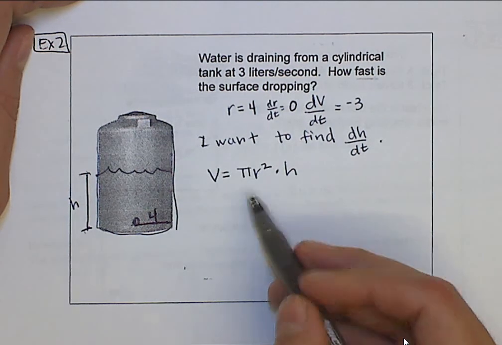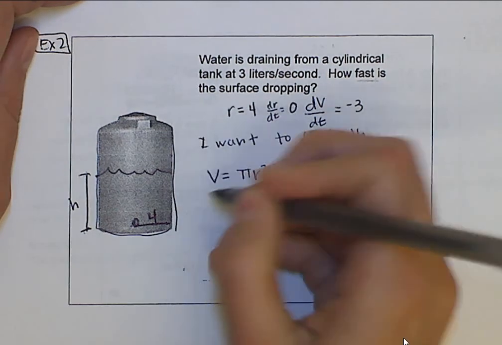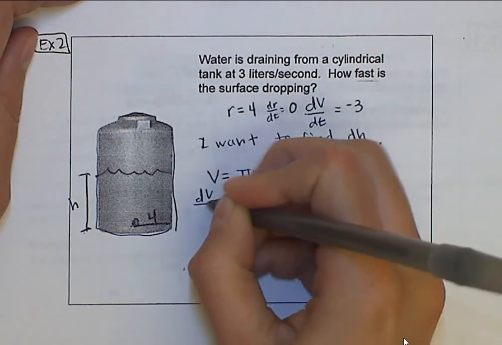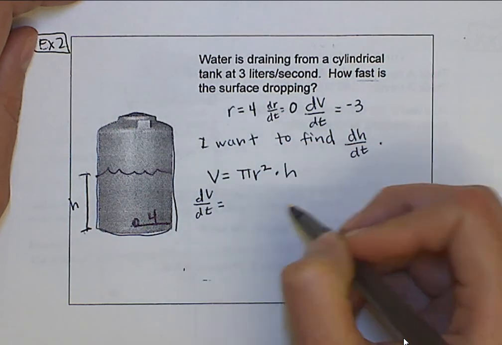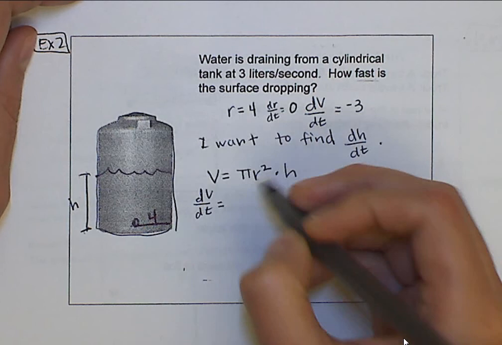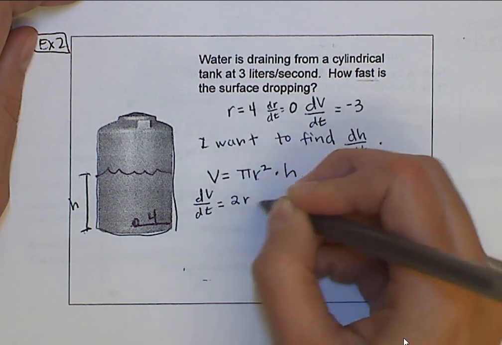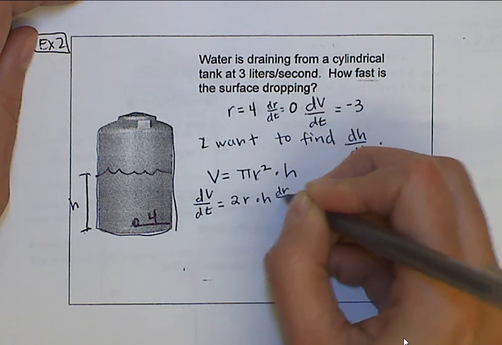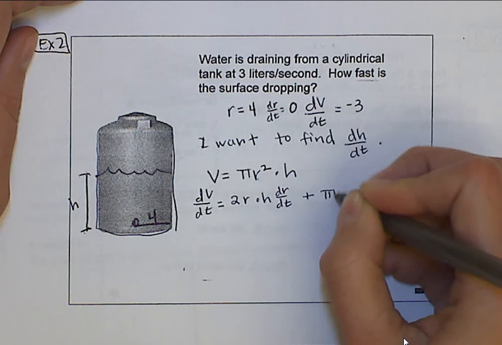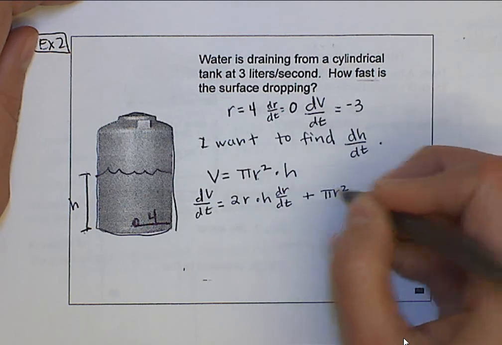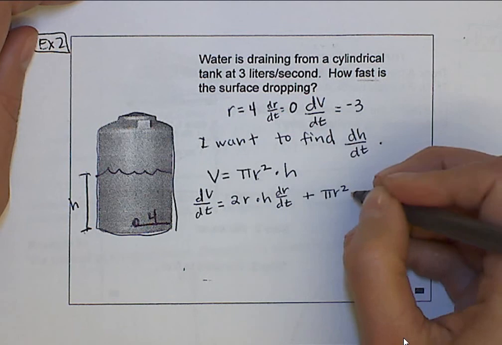Since I have 2 variables, I'm going to have to use chain rule. So dV/dt equals, let's differentiate first in terms of r. So I'll take the derivative in terms of r. We have 2r times h dr/dt plus pi r squared, taking the derivative in terms of h, leave this as 1 dh/dt.